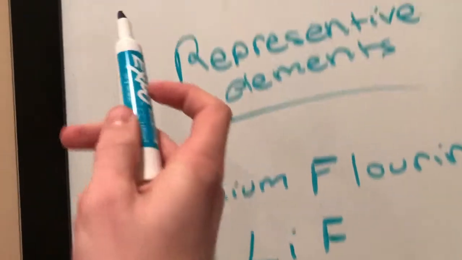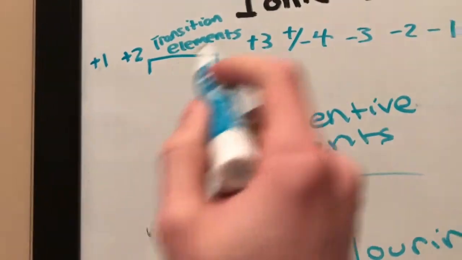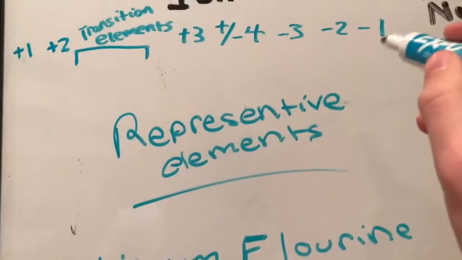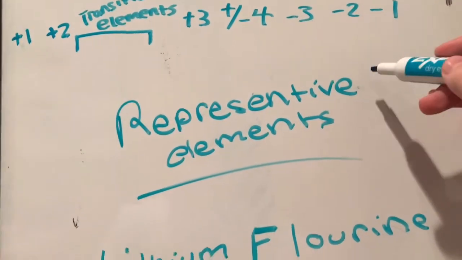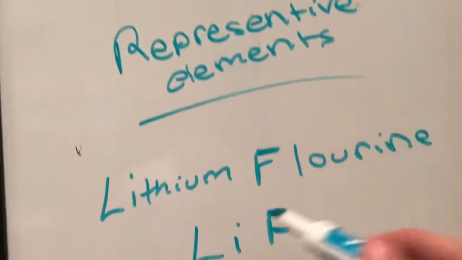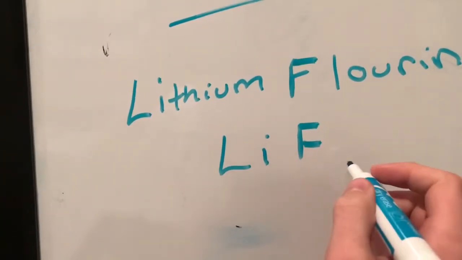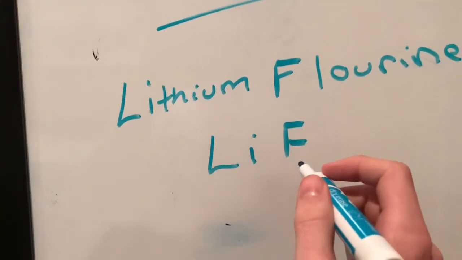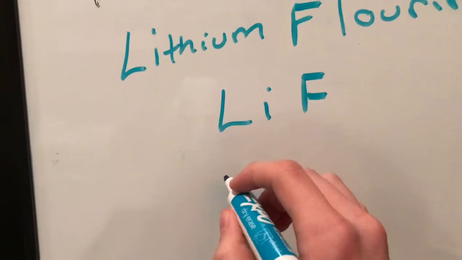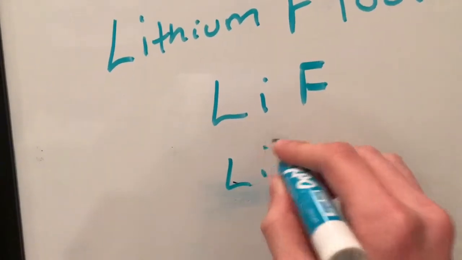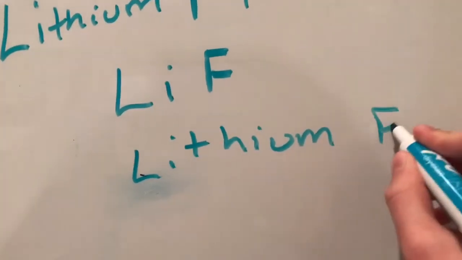This is because lithium, which is a representative element, falls in the +1 charge category, while fluorine, which is a negative element, falls in the -1 charge category. So there's no charges to represent here or here because they're both +1 and -1, so they cancel out. The way you would write this is lithium fluoride.